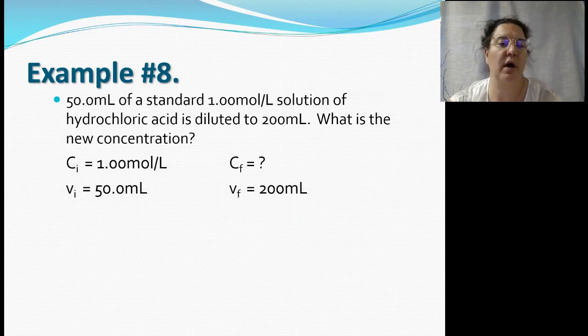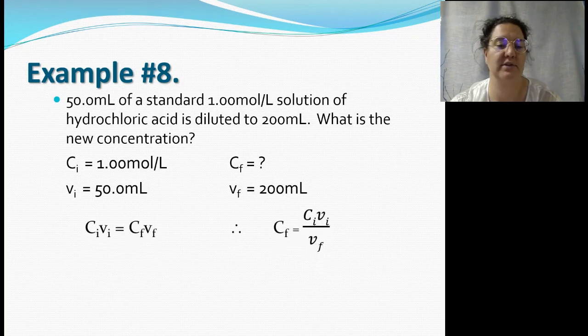So a 50 milliliter sample of a standard 1.00 mole per liter solution of hydrochloric acid is diluted to 200 milliliters. What is the new concentration? Both our volumes were in milliliters, 50.0 and 200 milliliters, so we don't need to do any unit conversion. Concentration is 1.00 moles per liter for the initial solution. We're looking for our final concentration.